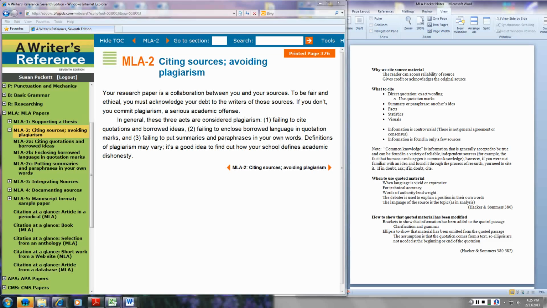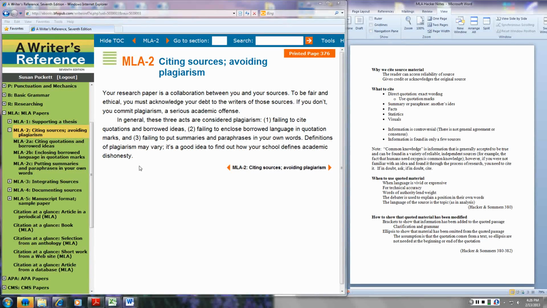So notice what Hacker tells us is considered plagiarism: that we don't cite quotations, direct quotes, exact words, or borrowed ideas. That is, if we summarize or paraphrase, we are also supposed to credit that original source. If we use exact language, we're supposed to put it in quotation marks, and if we are summarizing or paraphrasing, we are supposed to use our own words, which means that we put the text aside and are able to write from memory. That is, we're putting their ideas in our own words. So, why we cite source material.